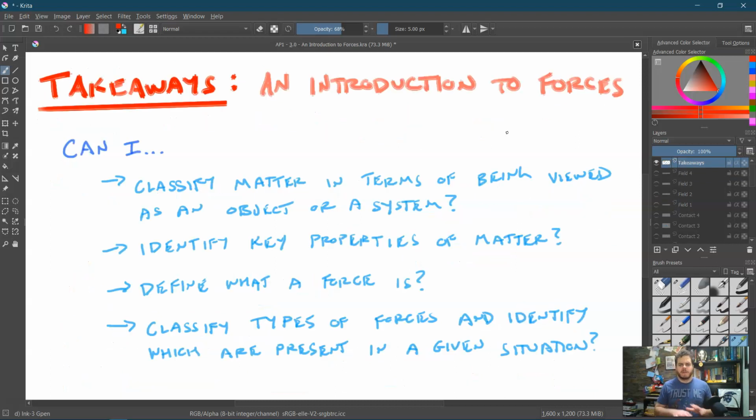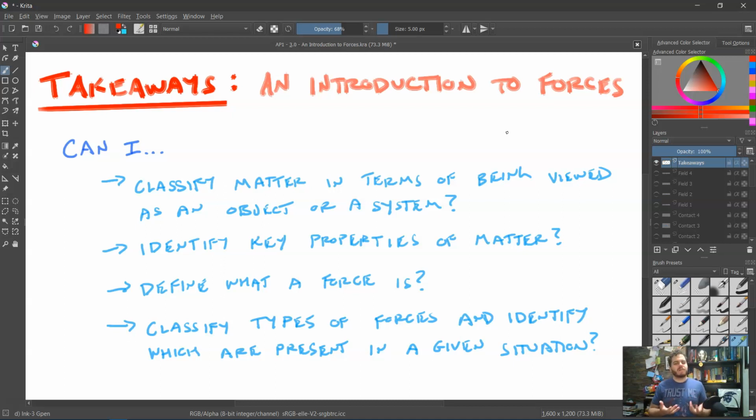So what are the main takeaways from this lesson on an introduction to forces? Remember, this is just a brief overview of some basic stuff, so that from this point forward we can really start getting into more detail. First off, can we classify matter in terms of being viewed as either an object or a system? If I have a certain problem and I think about it as an object or a system, that matters. Can I identify key properties of matter, including its gravitational and inertial mass and its electric charge? Can I define what a force is? Go back and look if you're not 100% sure.